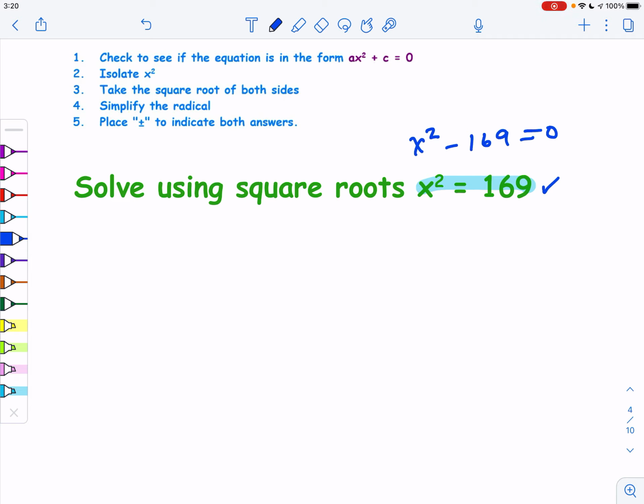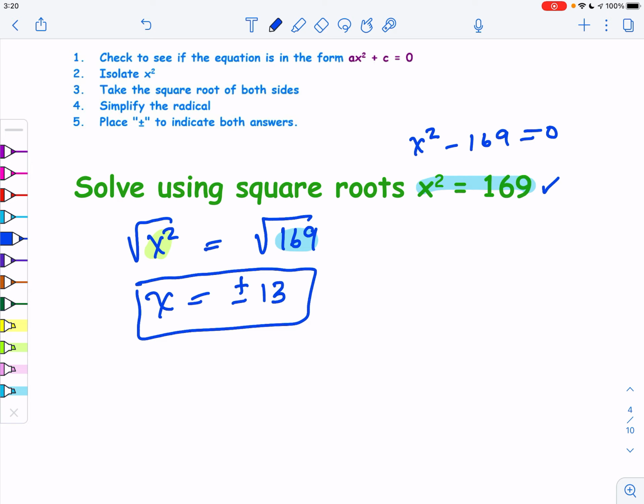Take the square root of both sides. Square root x squared equals square root 169. When you take the square root, you're asking yourself, what number or expression did I multiply to give me this? What did I multiply by itself to give me x squared? That is x. What did I multiply by itself to give me 169? That is 13. Now, do not forget that you can have a positive or negative number as your answer. You can leave it like this, or you can write x equals 13, negative 13.